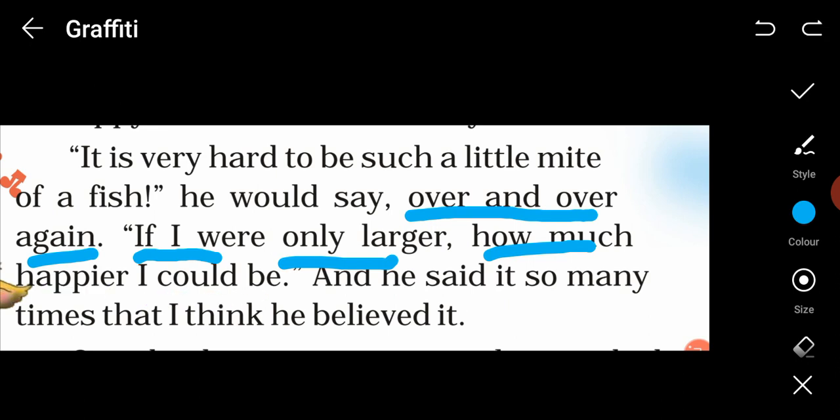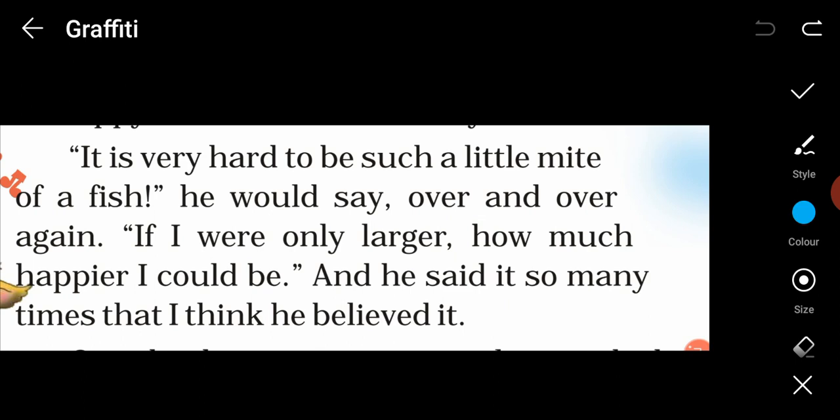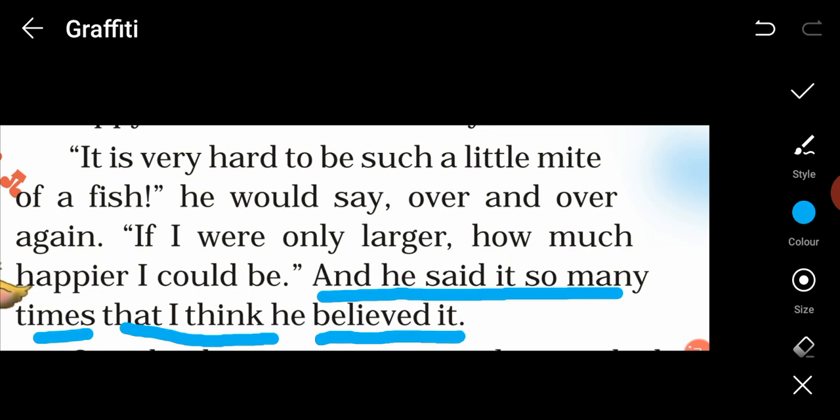See students, the thing is that you should be happy in what you have. No matter what your size is, big, small, fat, thin, long hair, short hair, you should always be happy with how God has created you. So this fish will also learn. Let's just see. And he said it so many times that I think he believed it.